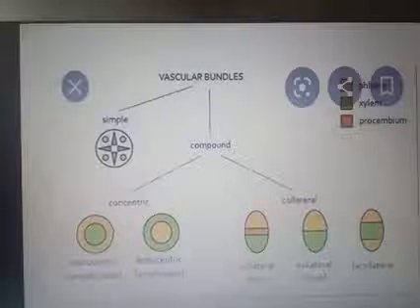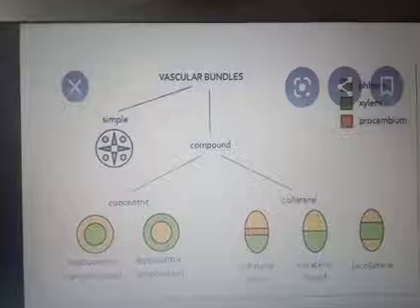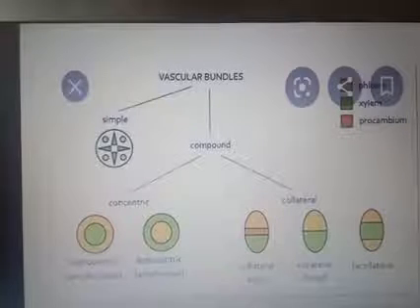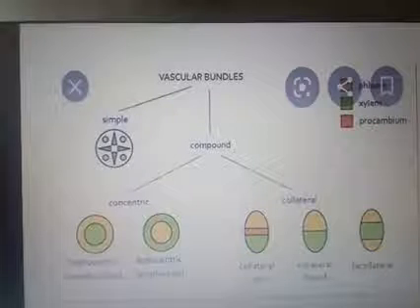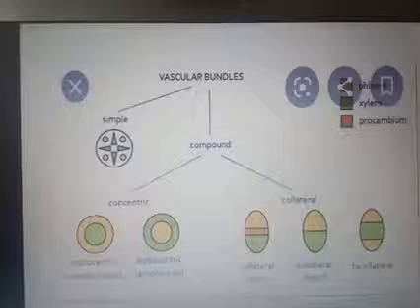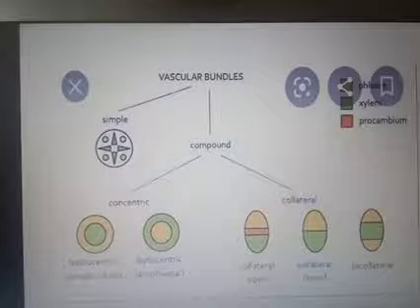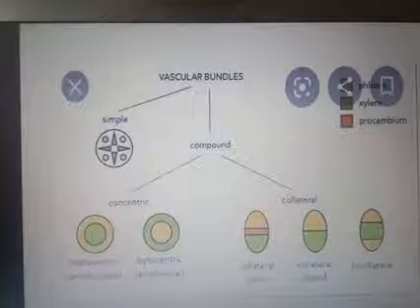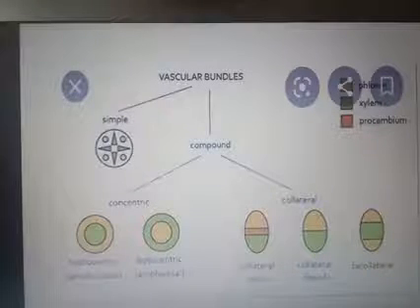Hadrocentric, or amphicribal, is a feature of ferns. Next is amphivasal or leptocentric, the opposite of amphicribal. Here the phloem is fully covered by the xylem, and it is a feature of Dracaena. Dracaena is a monocot stem showing abnormal secondary thickening. So this is about the vascular bundle.